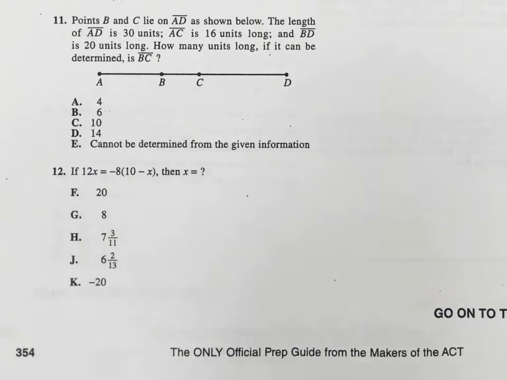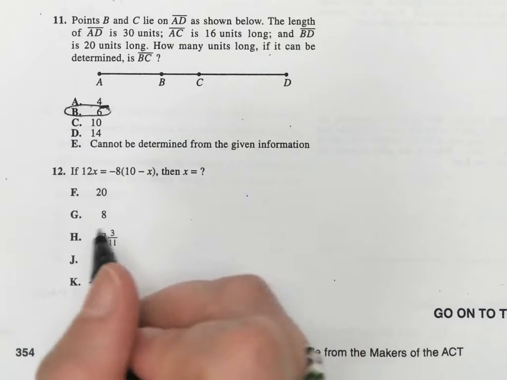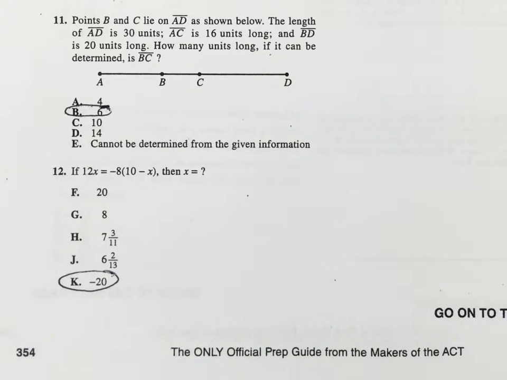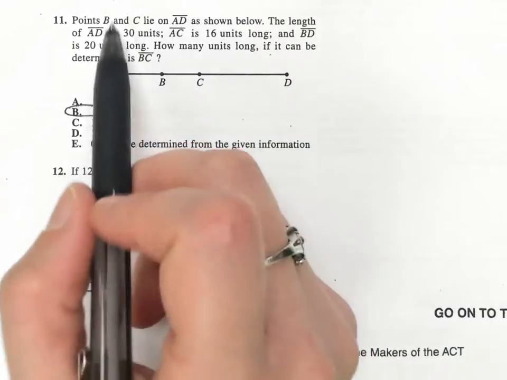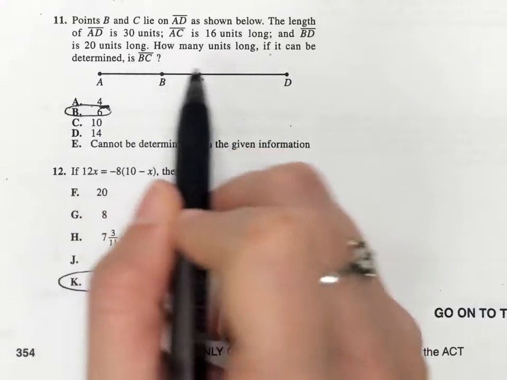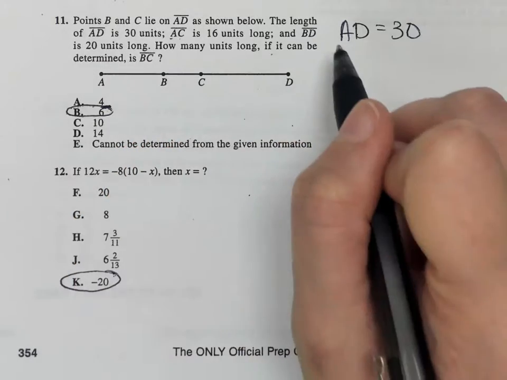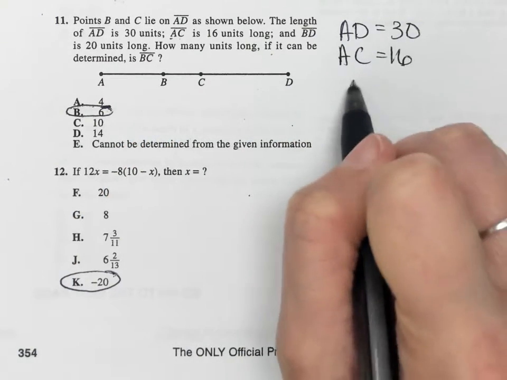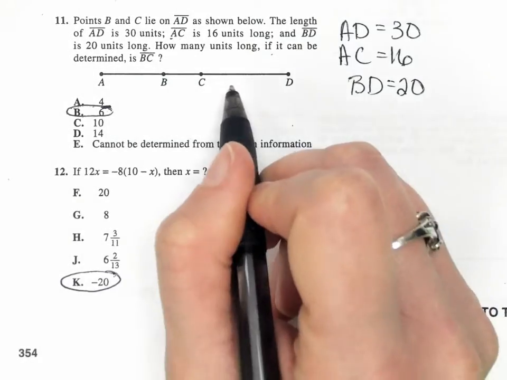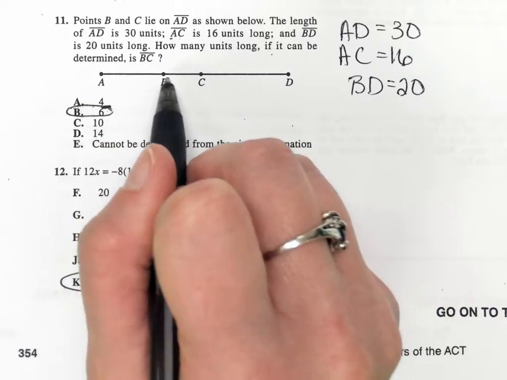So what about number 11? Number 11, you should have gotten B. And number 12, you should have gotten K. Do I need to go over either one of those? 11? Okay. Points B and C are on line AD, and the length of AD is 30. So AD is 30. AC is 16. BD is 20. How many units long, if it can be determined, is BC, this little piece right here?